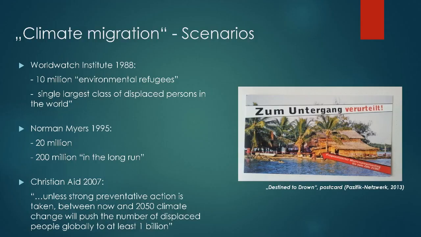In 1988, for example, the World Watch Institute stated that environmental refugees had become the single largest class of displaced persons in the world, and they estimated the number of actual environmental refugees at that time to be already 10 million. In one of the most influential publications in this field, Norman Myers in 1995 claimed that there were already 20 million refugees, and he predicted 200 million in the long run, not really specifying what the long run meant.